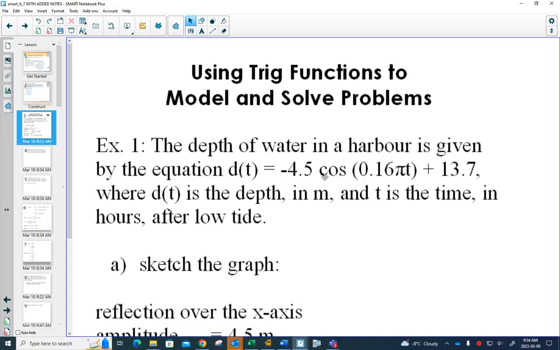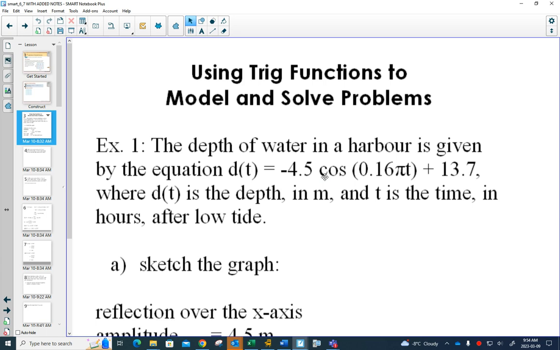We learned how to graph sine and cosine graphs, particularly using that DAB-C method. Hopefully yesterday's activity was really good for you for practicing that and getting an idea of how that works. Now we're going to look at where we have real-life situations where things repeat themselves, and how we can use sine and cosine graphs to help us model and solve those equations.